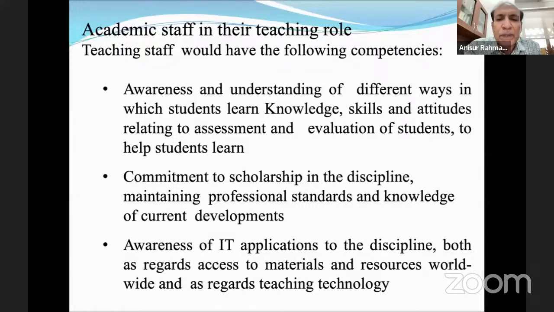Commitment to scholarship in the discipline, maintaining professional standards and knowledge of current developments. We must have tremendous knowledge, and how we are going to create awareness of IT application to the discipline. I think this is all very, very important.